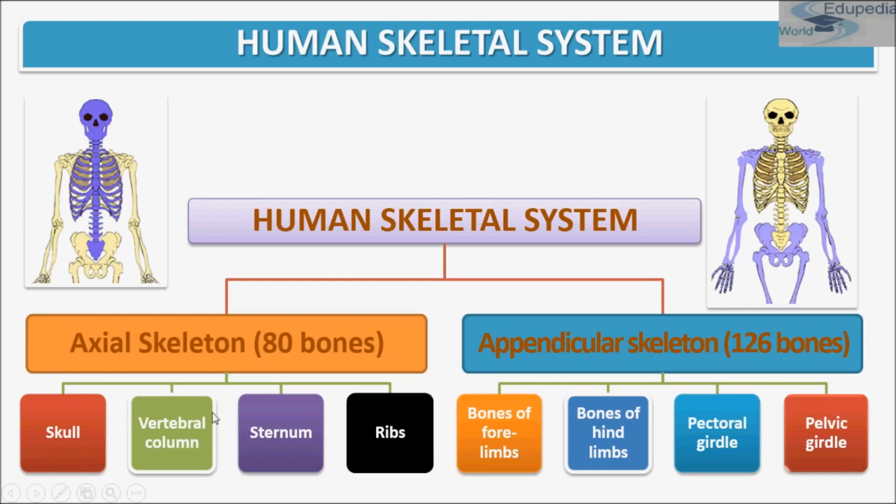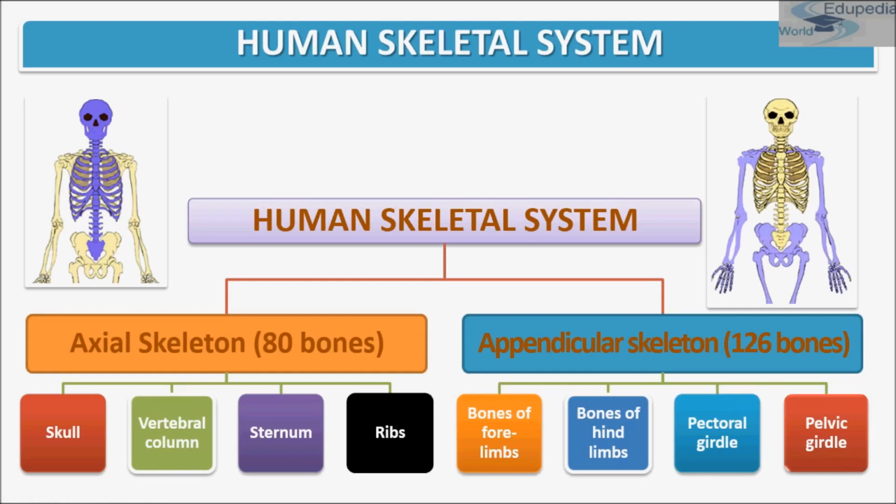Now comes the vertebral column. The vertebral column is also called the spinal column or backbone. It is a long, curved, bony rod which is present on the dorsal side of the neck and trunk. And this vertebral column consists of five regions: cervical region, thoracic region, lumbar region, sacral region and caudal region, which I have already taught you in my previous section of the presentation.